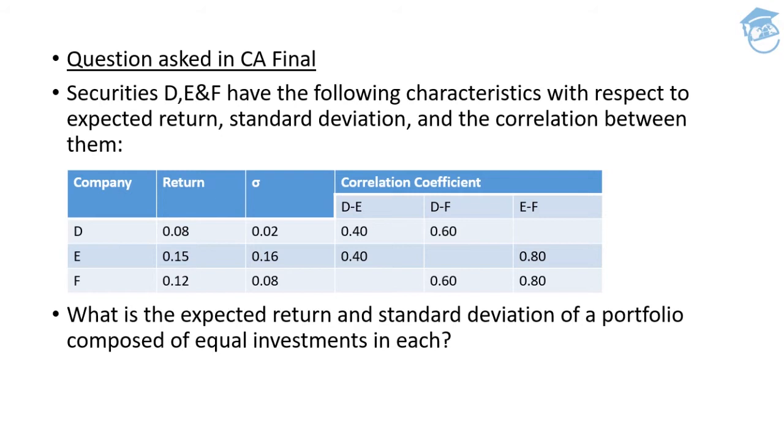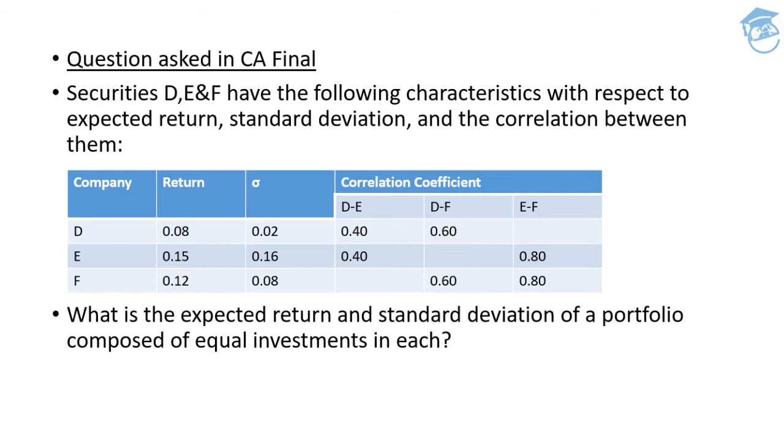Alongside, they have also provided the correlation coefficient for D and E, that's 0.4. For D and F, it's 0.6. And for E and F, it's 0.8. We have been asked in this question to calculate the expected return and the standard deviation of the portfolio, which is composed of these three different investments in equal size.